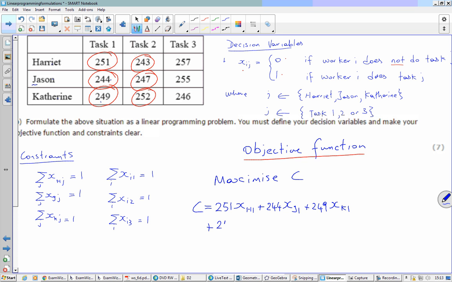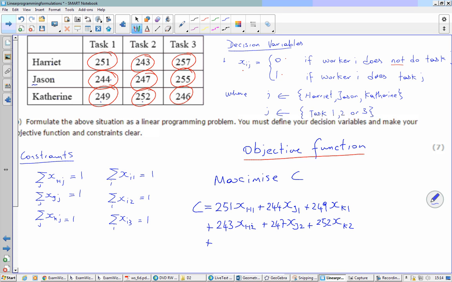Plus 243 xh2 plus 247 xj2 plus 252 xk2. You can see that lining up like this is a nice check to see that it's all right and the suffixes are all consistent. And so finally we'll do the last column. So let's do these 3.